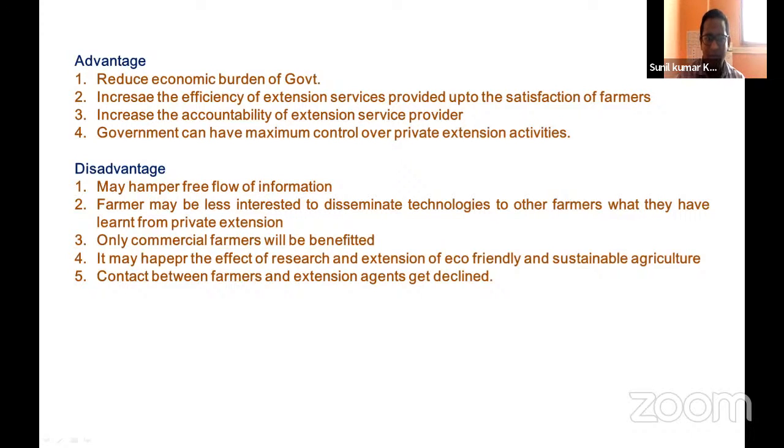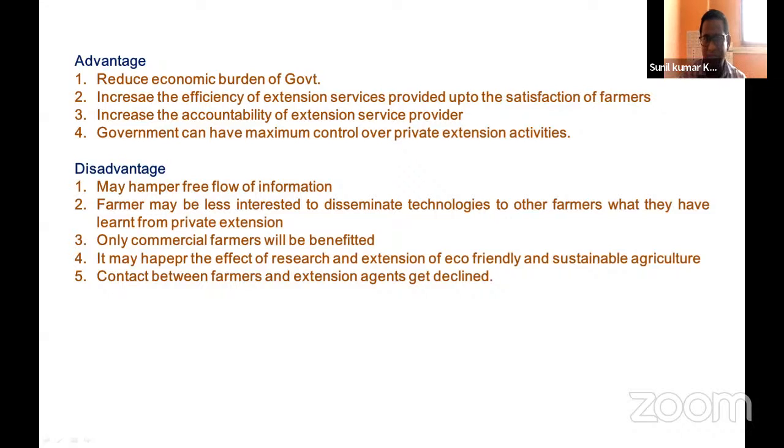This may hamper the free flow of information. What the government wants, they send their messages, their inputs also, and whenever there is some other technology, they recommend their particular technology. So this type of free flow of information can be hampered in the system. Farmers may be less interested to disseminate the technology itself. Only the commercial farmers may benefit, those who are especially working with private players.